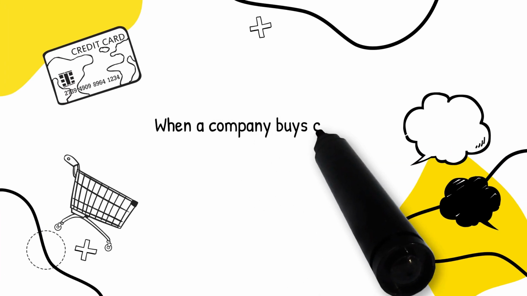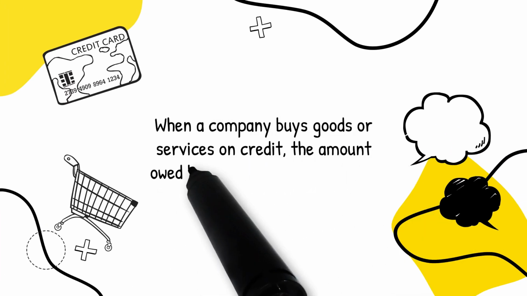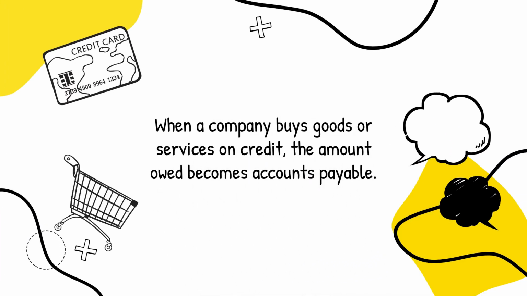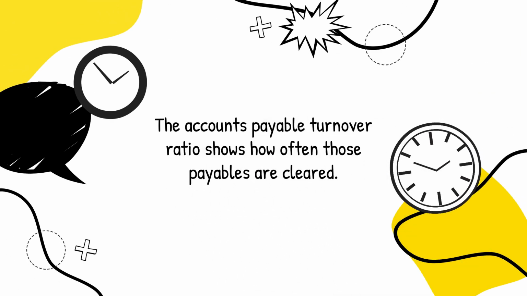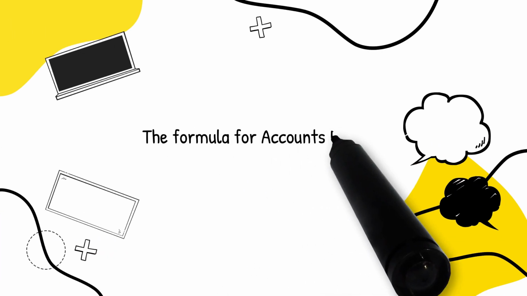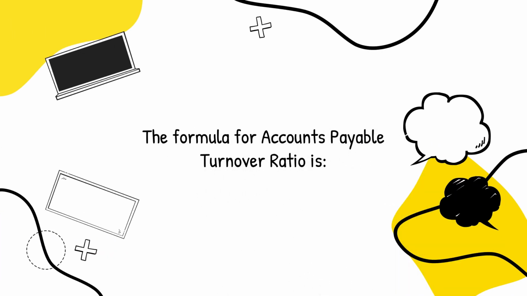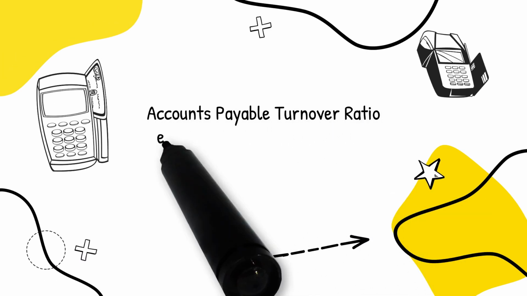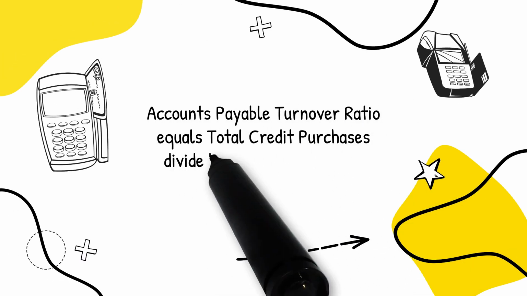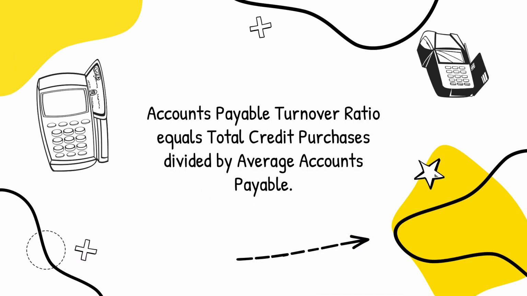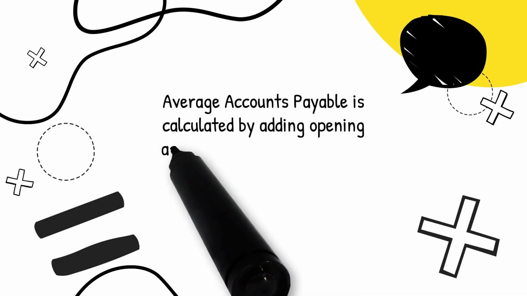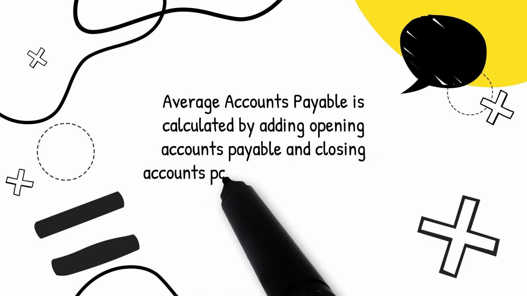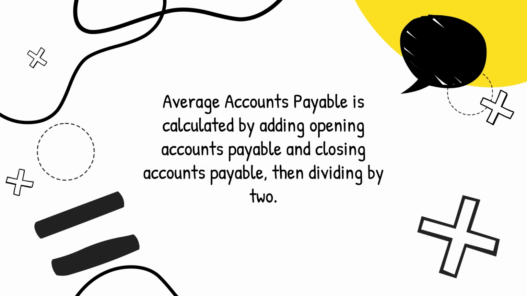When a company buys goods or services on credit, the amount owed becomes accounts payable. The Accounts Payable Turnover Ratio shows how often those payables are cleared. The formula for Accounts Payable Turnover Ratio is: Accounts Payable Turnover Ratio equals total credit purchases divided by average accounts payable. Average accounts payable is calculated by adding opening accounts payable and closing accounts payable, then dividing by 2.